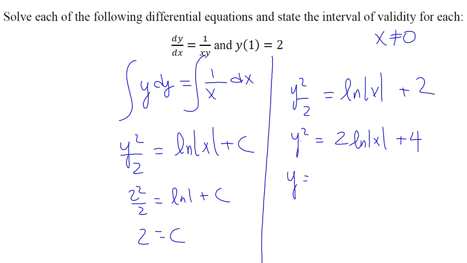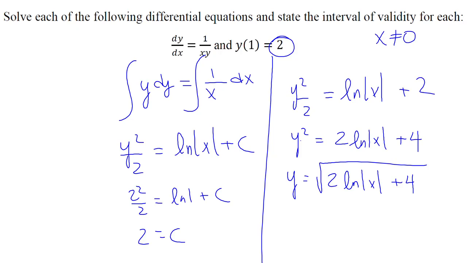When we square root, we get the positive and the negative here. But I need to get a positive value for y. So when I square root, I can't take the negative square root. Like if I had got when y is 1 equals -2, I would be taking the negative square root. But I want the positive square root here. So the square root of 2 natural log absolute value of x plus 4.